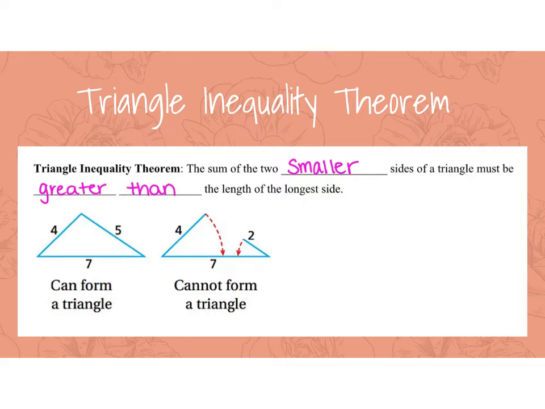In our triangle on the left, our two smaller sides are 4 and 5. 4 plus 5 equals 9, and the sum of those two sides is greater than our longest side, 7. So this can form a triangle.